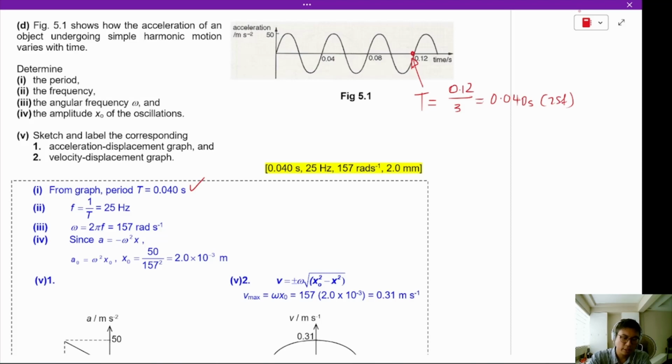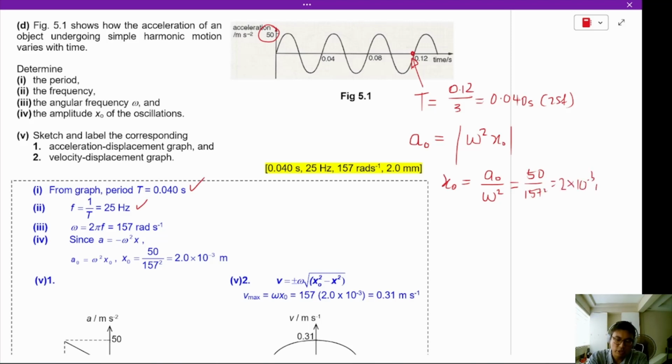Okay, so this is part 1. Part 2, frequency is 1 over period, 25 Hertz. Now, over here, you can see the acceleration is 50 meters per second squared, and that's the maximum. So a maximum is equal to the magnitude of omega squared x maximum. In order to find the amplitude, x naught will be equal to a naught divided by omega squared. You can easily calculate that: 50 divided by 157 squared is 2 times 10 to the power of minus 3 meters. So the object oscillates by 2 mm.